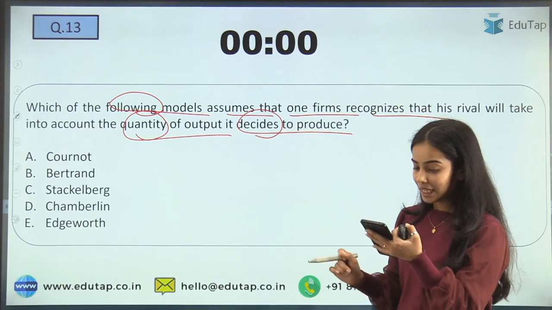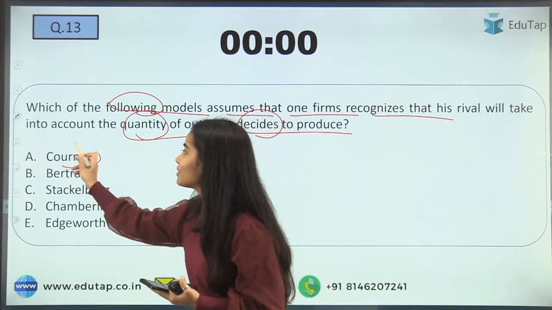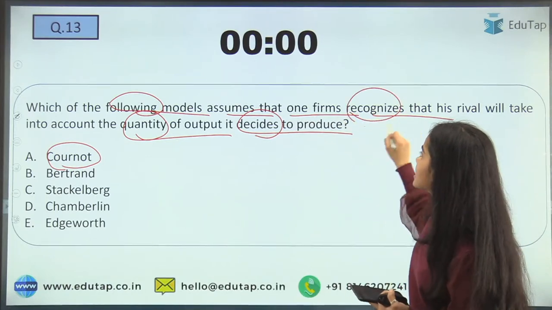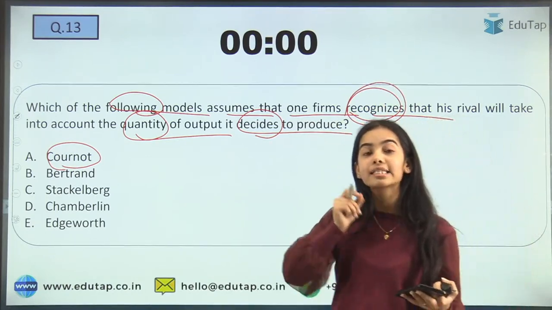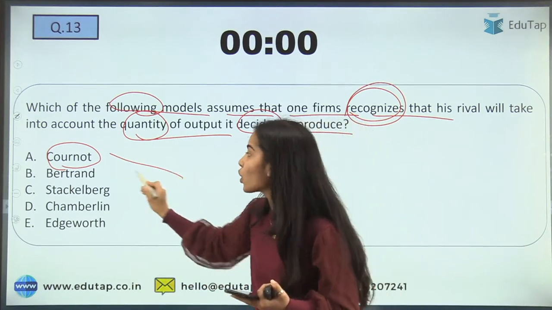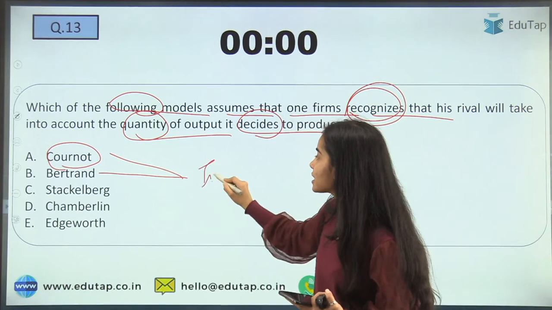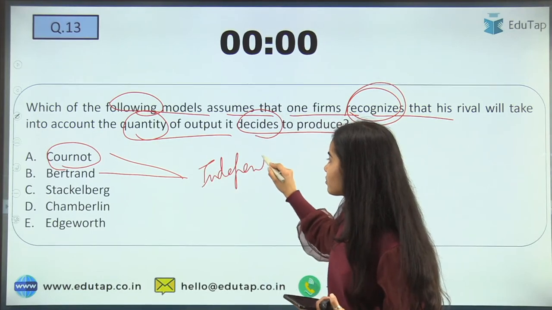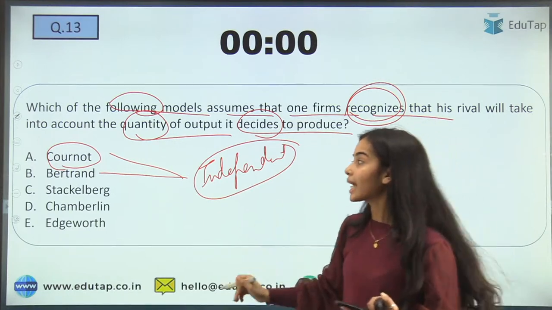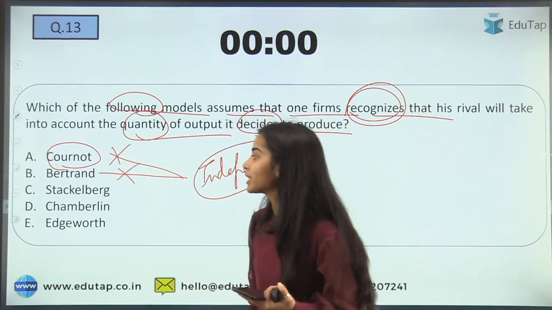Okay, I am getting A as the answer. But here just see that the question says recognizes. One firm is recognizing the rival firm's move. But in Cournot, and in Bertrand, there are independent moves. There is no interdependence. So this cannot be Cournot, this cannot be Bertrand.